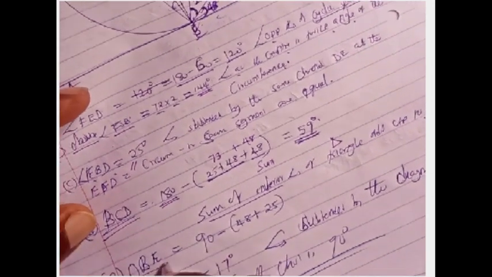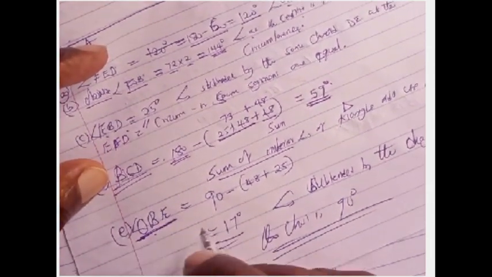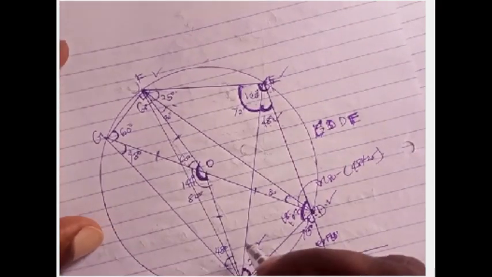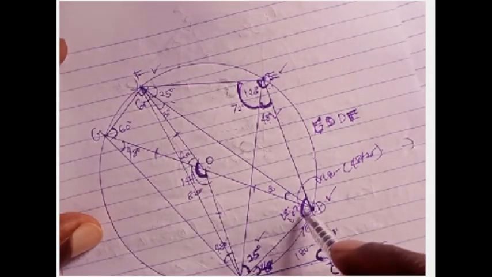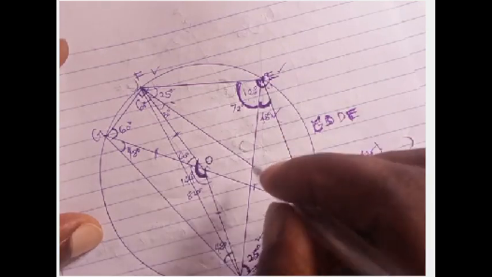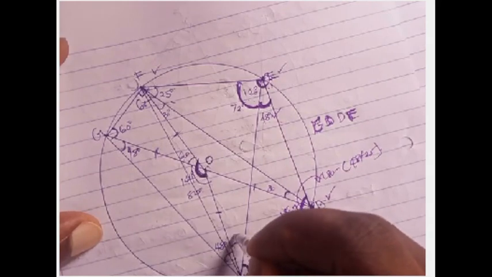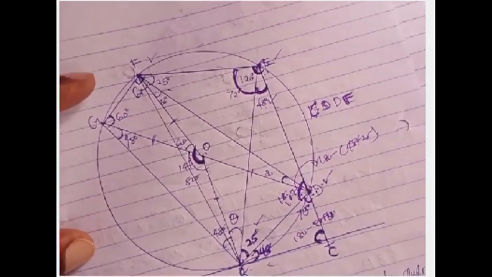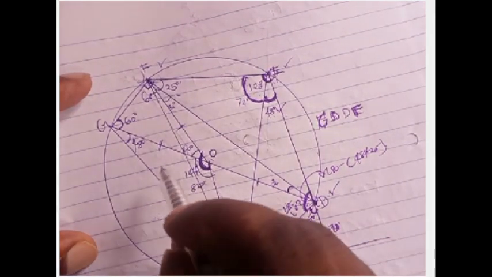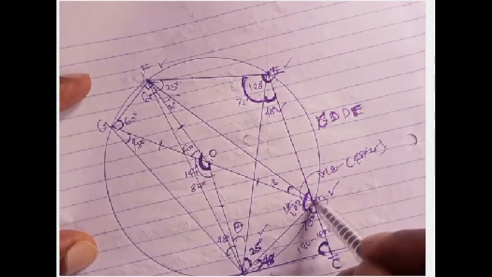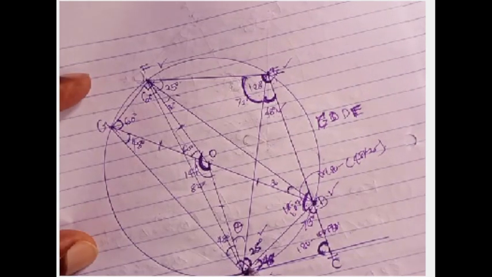Angle OBE. Let's locate angle OBE. O, B, then E. We want this angle here. So we know that the angle subtended by a chord being the diameter is equal to 90 degrees. So the whole of this angle will be 90 degrees.